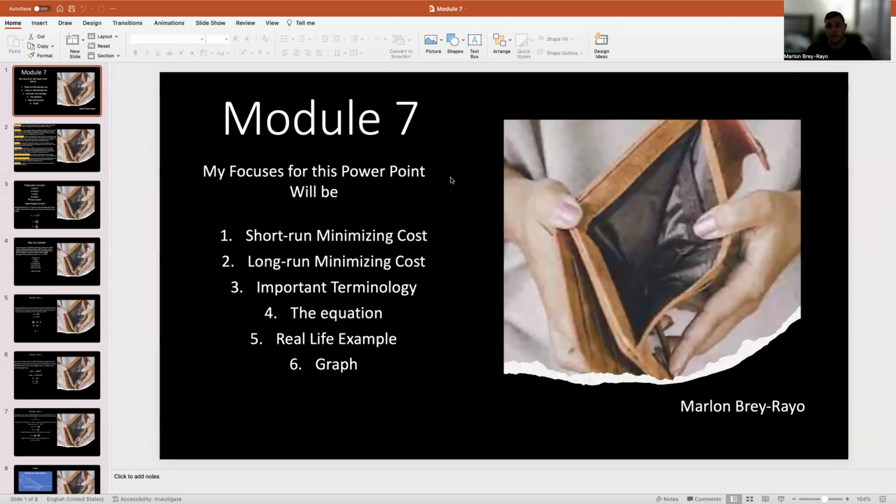My name is Marlon. My presentation is going to be on Module 7. Here are some key points on this presentation. I'm going to be talking about short run, minimizing costs, long run. There's a lot of important terminology in this section. There's an equation. I'm going to give a real life example, and I'm also going to provide a graph.